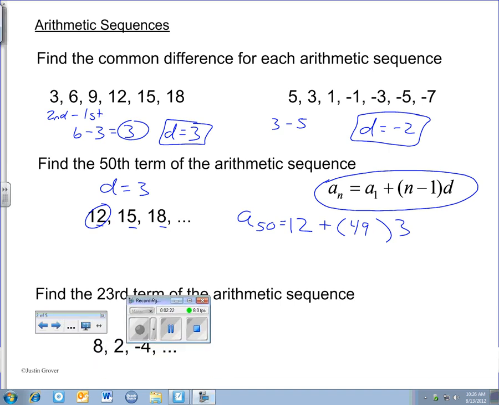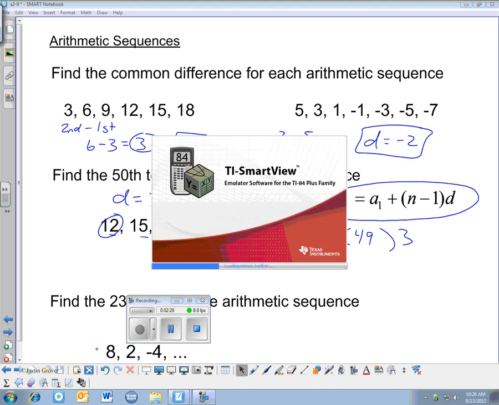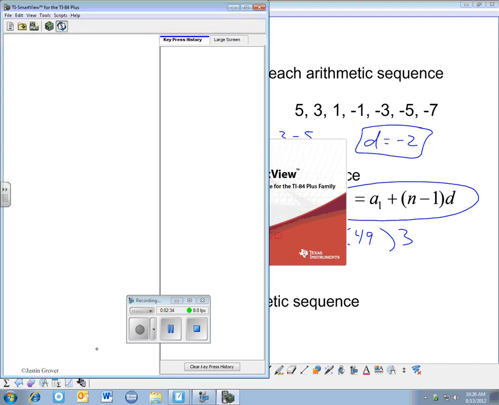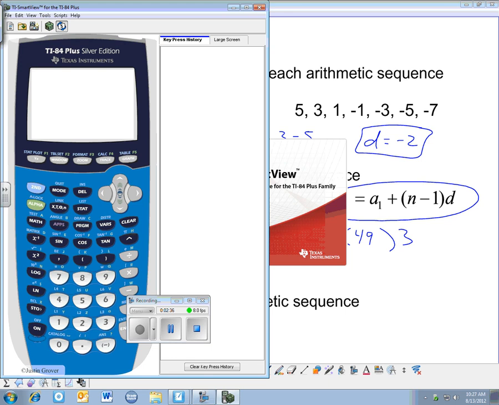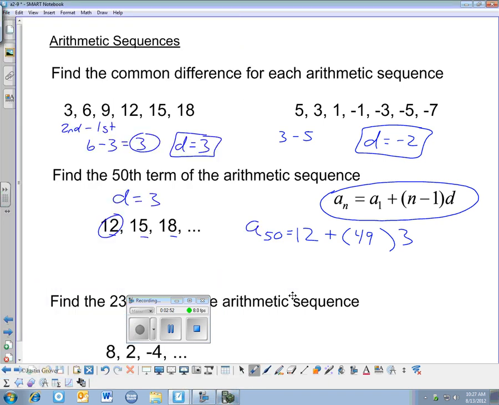And so you need to type into your calculator 49 times 3. 49 times 3 is 147, and we're going to add 12 to that. So 147 plus 12 gives us 159. So the 50th term of this sequence is 159. Just want to check that again. Yeah, 159. So a sub 50 equals 159.